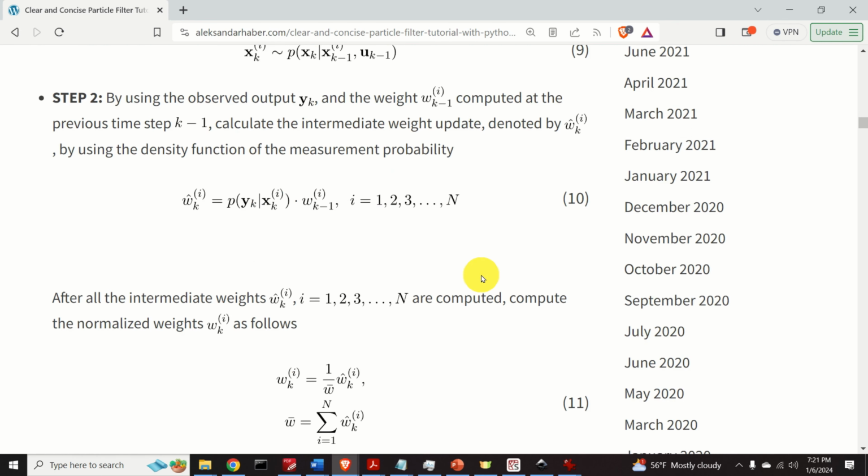These samples are generated from the state transition probability with the density denoted like this. In step 2, by using the observed output y_k and the weight w_{k-1}^i that is computed at the previous time step k minus 1, we calculate the intermediate weight update denoted by w_k hat^i by using the density function of the measurement probability and by using this equation.